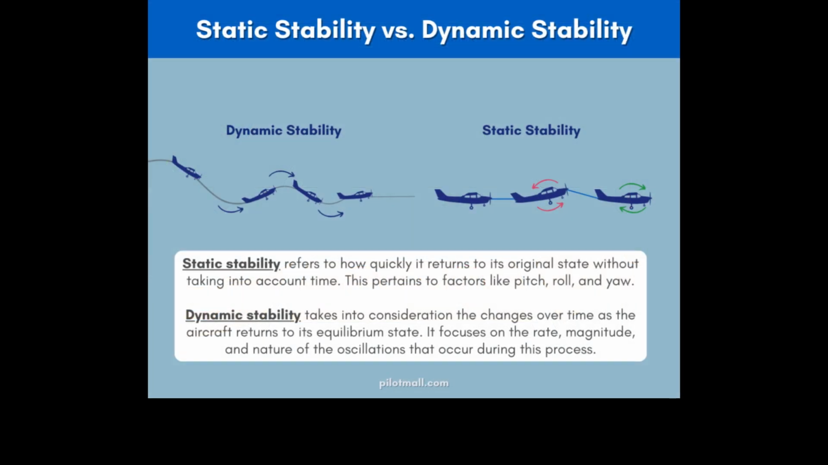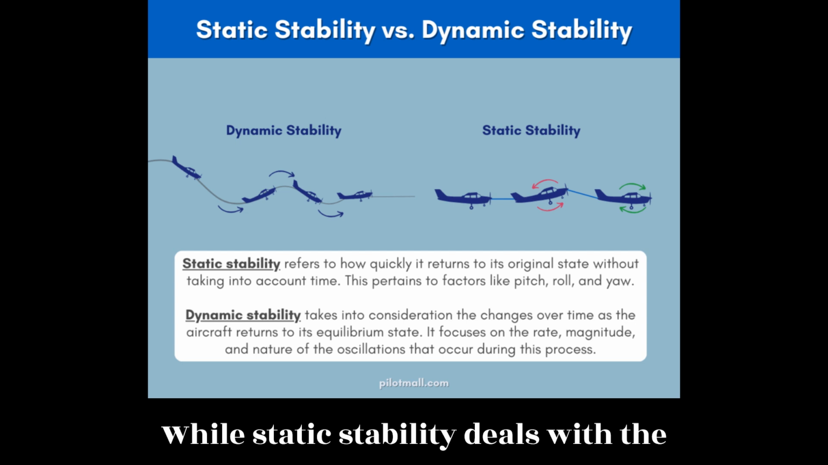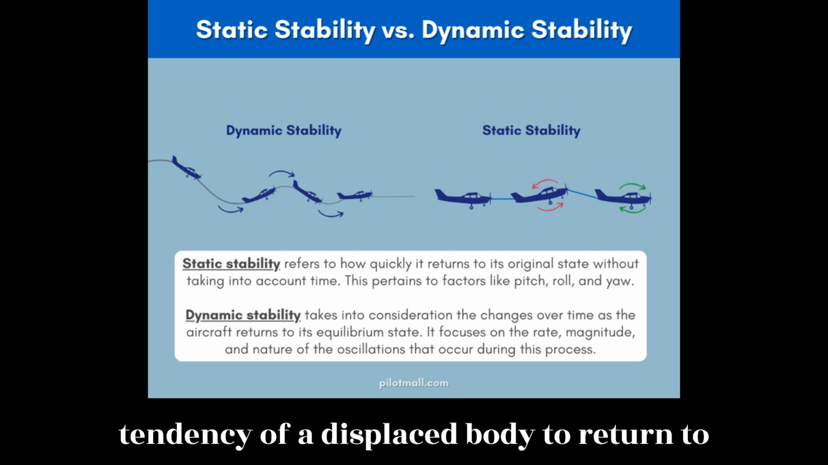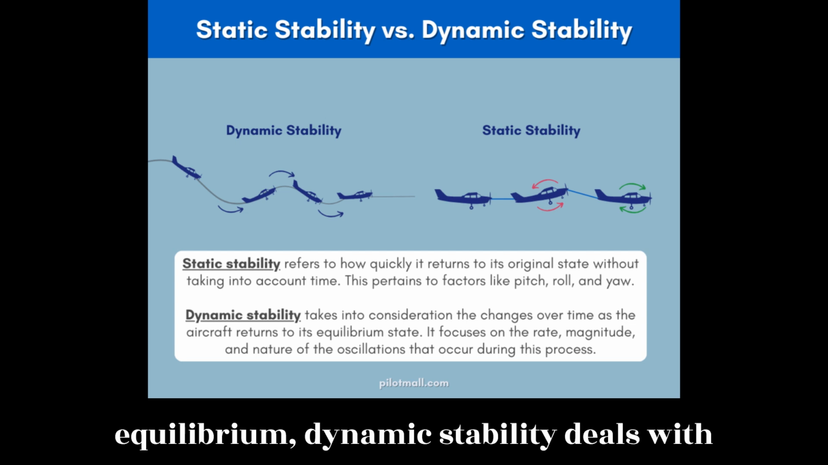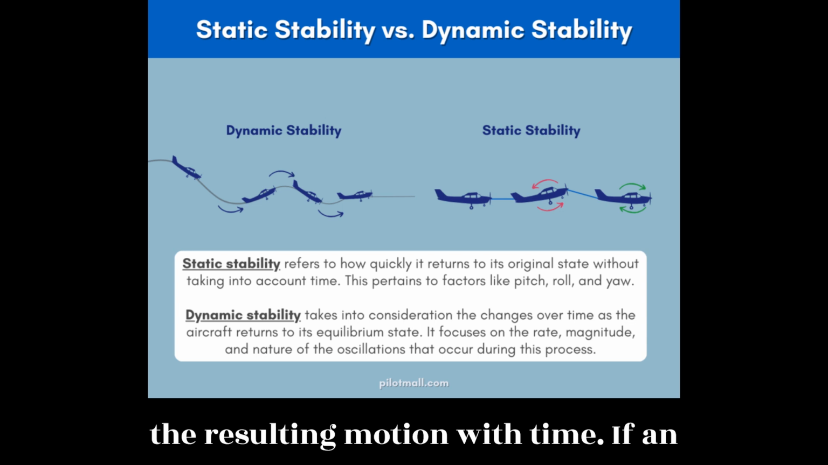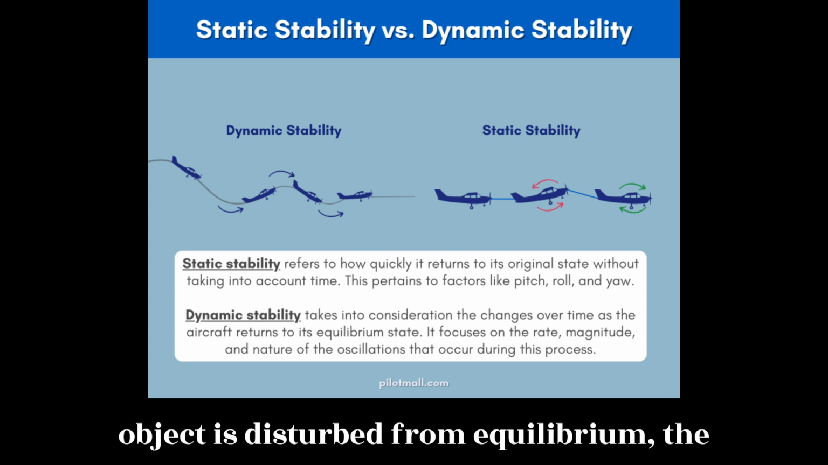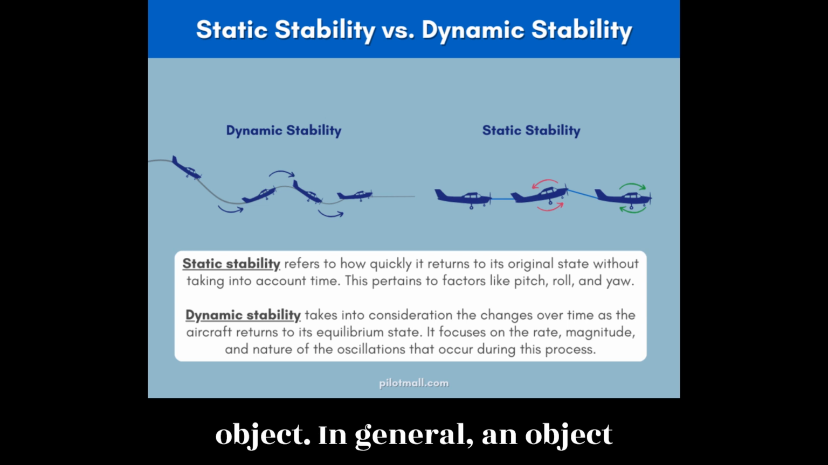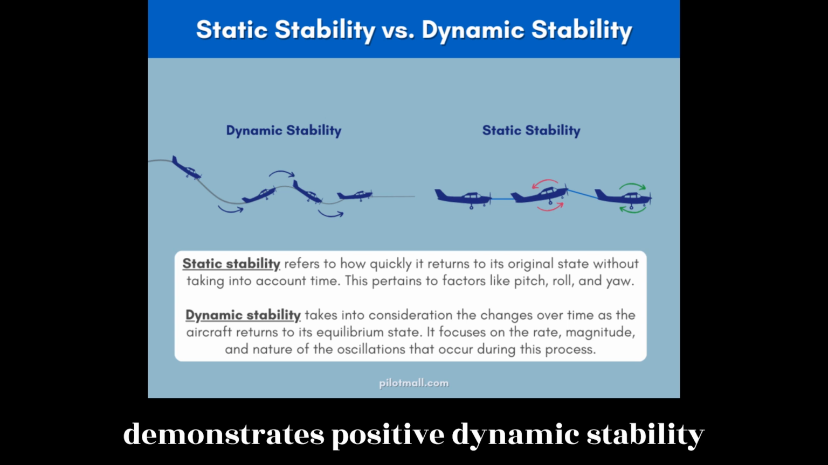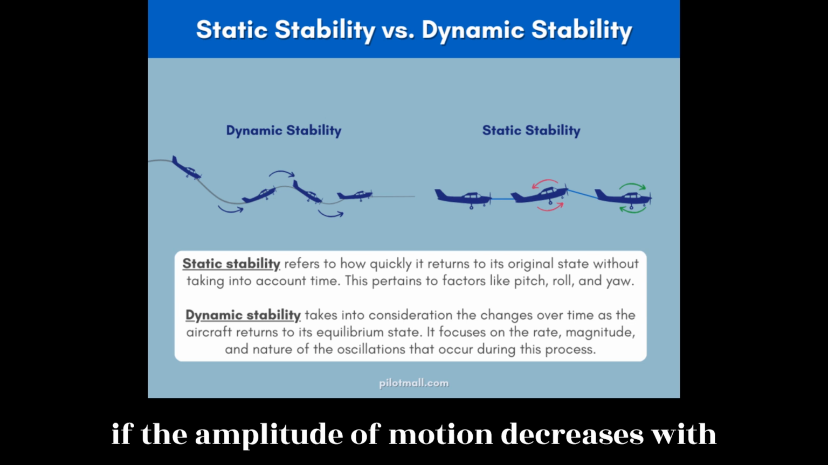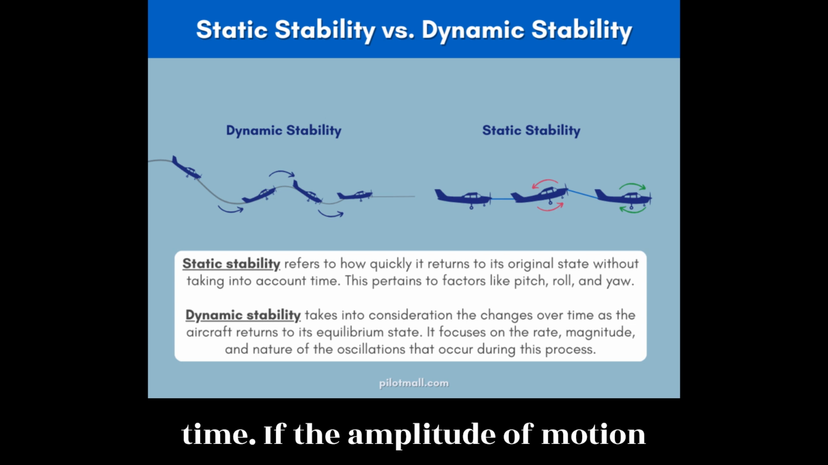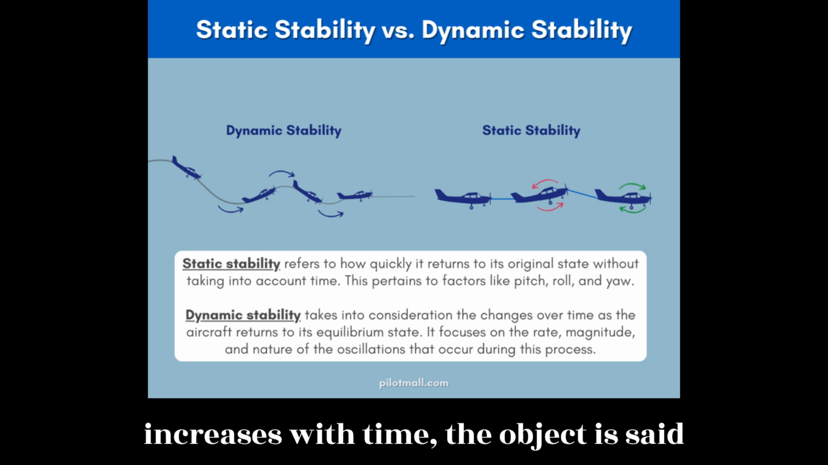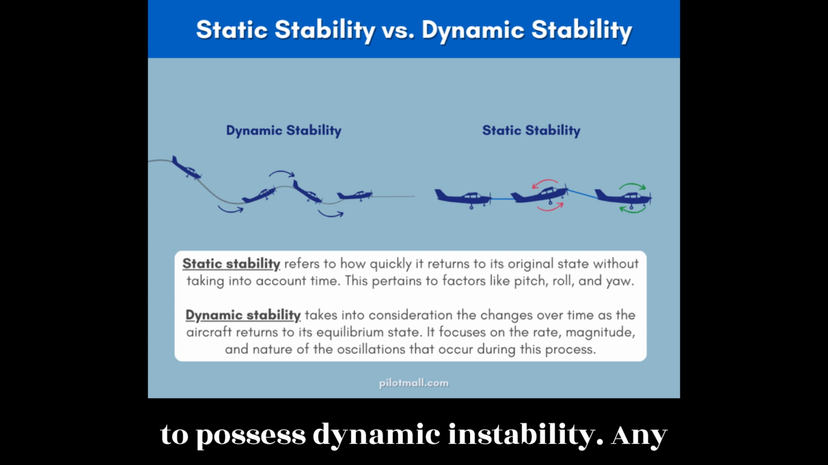Dynamic stability. While static stability deals with the tendency of a displaced body to return to equilibrium, dynamic stability deals with the resulting motion with time. If an object is disturbed from equilibrium, the time history of the resulting motion defines the dynamic stability of the object. In general, an object demonstrates positive dynamic stability if the amplitude of motion decreases with time. If the amplitude of motion increases with time, the object is said to possess dynamic instability.